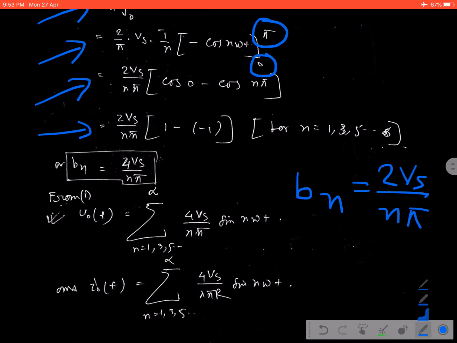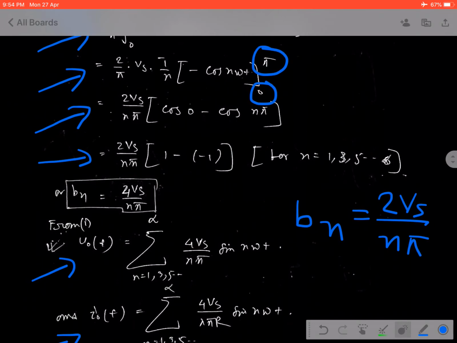So ultimately, by putting the value of Bn into the actual periodic equation, it will give you V0(t) equal to summation of n equal to 1, 3, 5 to infinity, 4 Vs by n pi sin n omega t. As we are using the resistive load, voltage and current will both be in the same phase. That is why the output current expression will be the voltage divided by R, that means 4 Vs by n pi R sin n omega t. So this is the output expression, and this is all about the implementation of the R load.